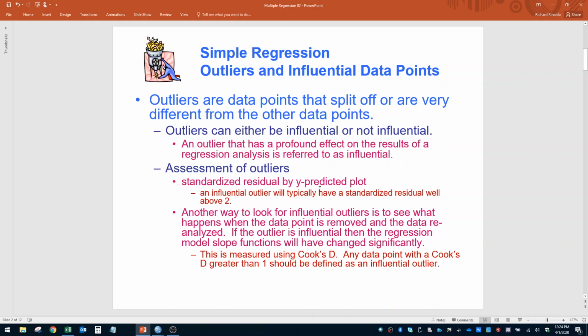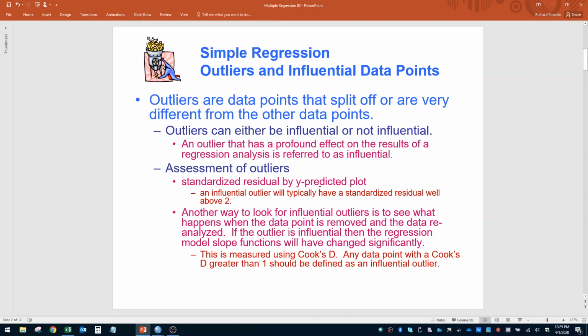Outliers are those extreme values, and they stand out from the rest of the distribution because they are outliers. Outliers can either be influential, where they have a significant effect upon the regression model or the regression equation, or not influential. They're out there, but they stick pretty closely to the best fitting line, as per the other participants or other elements in a data set.